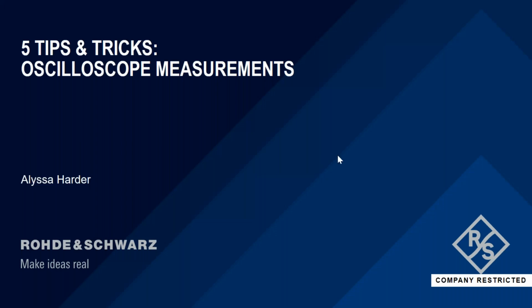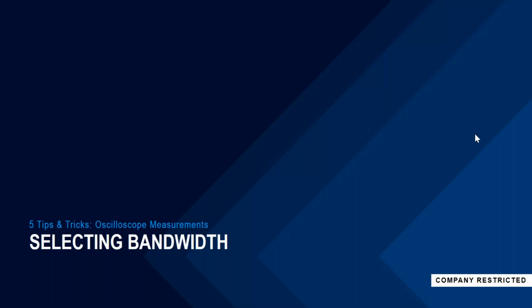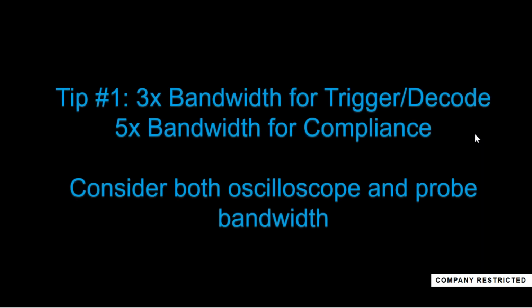So today we'll talk about 5 tips and tricks on how to make the best oscilloscope measurements. We'll start with selecting bandwidth, moving through maximizing vertical resolution, the trade-offs between sample rate and memory depth, reducing noise, and maximizing update rate. So tip number 1, how much bandwidth do we really need? We typically recommend 3x the bandwidth for trigger and decode applications and 5x the bandwidth for compliance. We do need to consider both the oscilloscope and the probe bandwidth. This is an important distinction that we'll look at on the scope.